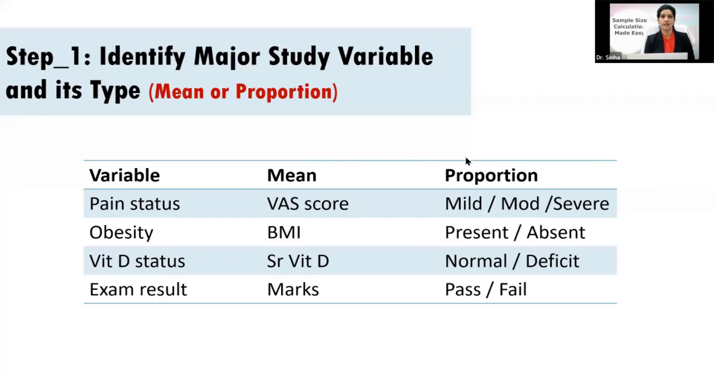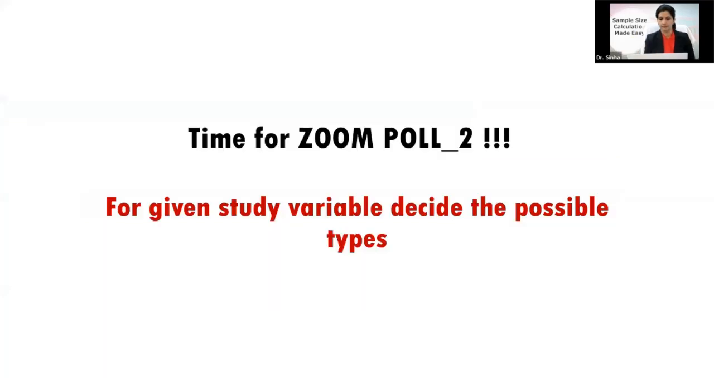So for your sample size, the first step is to identify the major variable, whether you want your main study variable in the form of a mean or continuous variable, or in the form of a proportion. That's the first step.